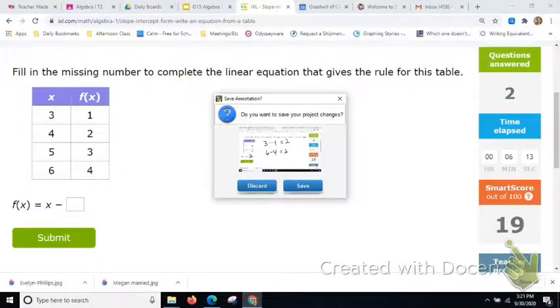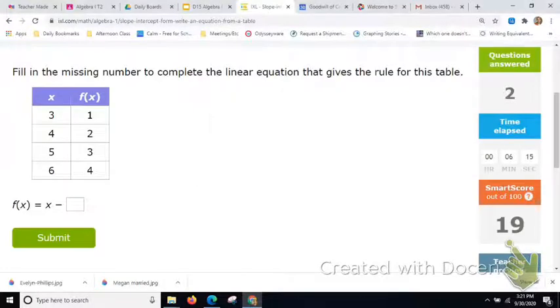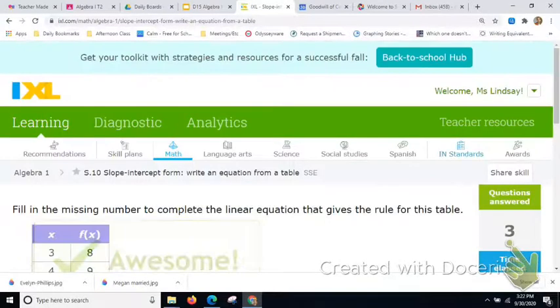So if I type in 2, again, after you type it, see if that rule works for everything in the table. 4 minus 2, that's 2. 5 minus 2, yes, that's 3. 6 minus 2, yes, that gives me 4. It needs to work for all of them.